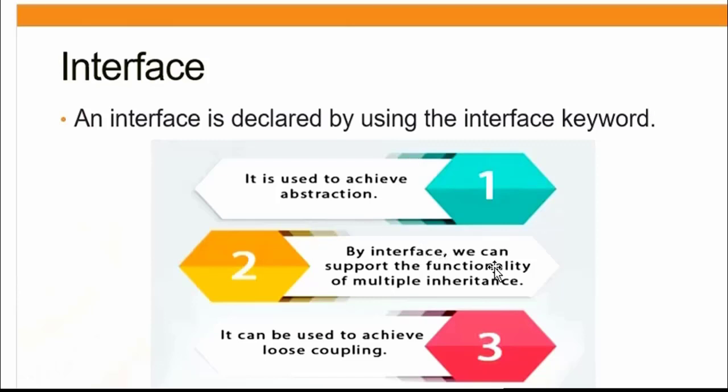By interface we can support the functionality of multiple inheritance. As I said, in a normal class you cannot have multiple inheritance, but if the class is an interface, then we can have multiple inheritance. I will show you in a few minutes' time, right? Then it can be used to achieve loose coupling. So that is the use of interface.